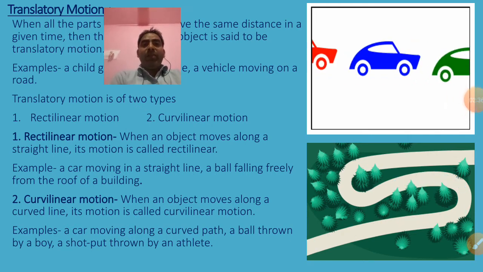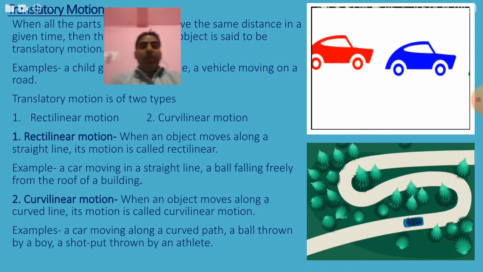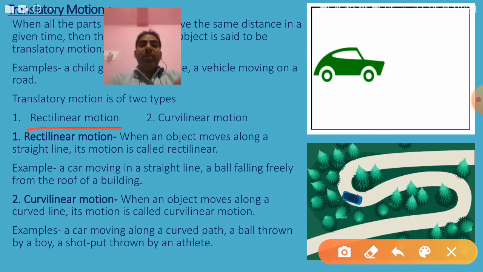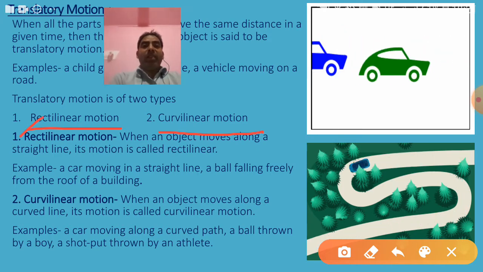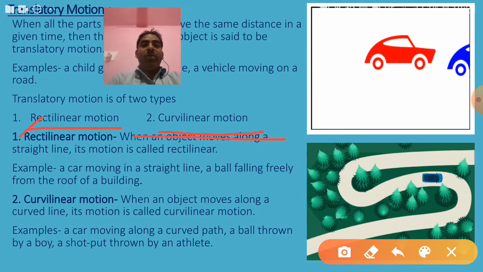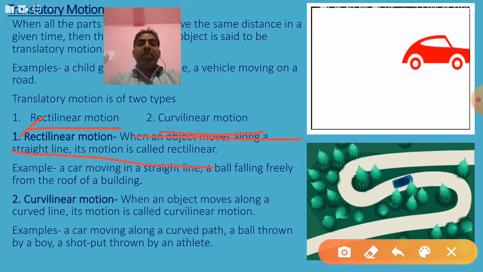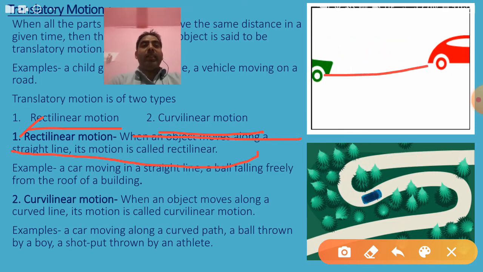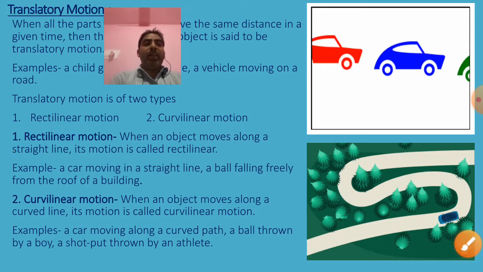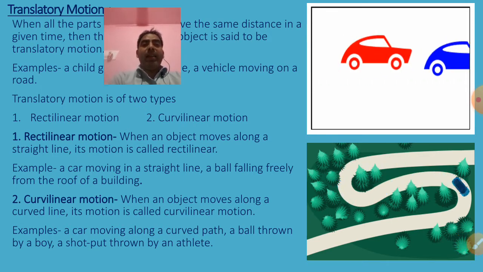Now we are going to read about translatory motion, which is of two types. First one is rectilinear motion, second is curvilinear motion. What is rectilinear? When an object moves along a straight line, the motion is called rectilinear. Here you can see the examples. Here you can see a car is moving in a straight line.